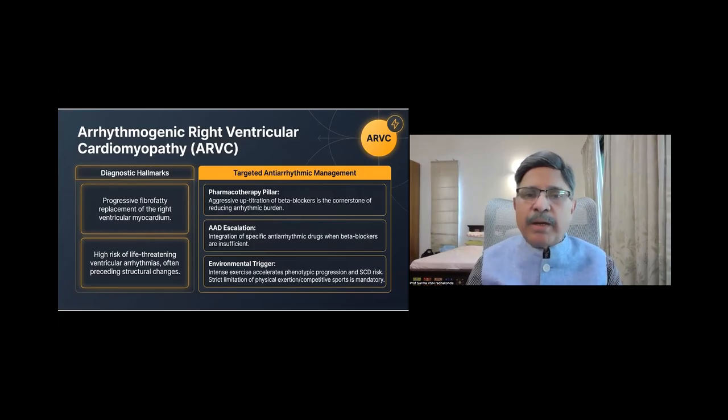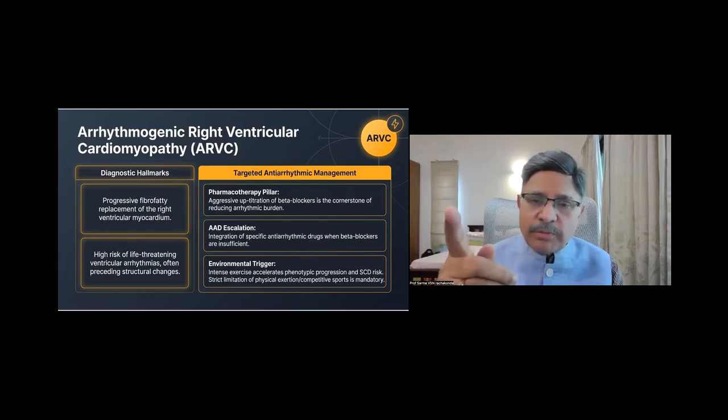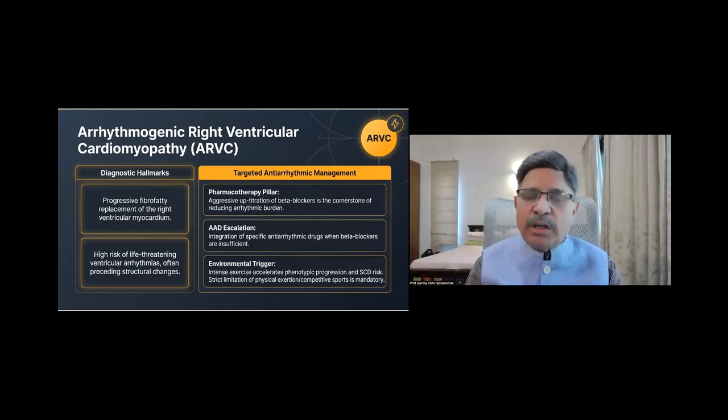Targeted antiarrhythmic management: here pharmacotherapy is the pillar. In the earlier one, the implanted devices are the pillar. In the previous one, we used the myosin inhibitors. Now here, pharmacotherapy with beta blockers is the cornerstone in reducing the arrhythmic burden. AAD, that is antiarrhythmic drug escalation: integration of specific antiarrhythmic drugs when beta blockers are not sufficient. Sotalol can be used.